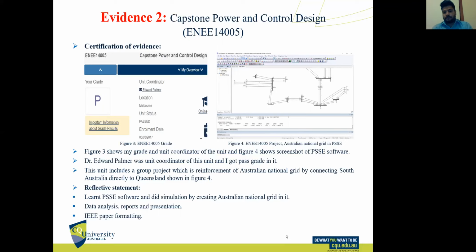Figure number four is a screenshot of the PSS software, which, as you can see, shows the Australian national grid. I learned PSS software in this unit, did simulation by creating a national grid in it, and did data analysis, reports, and presentations, everything. I've learned IEEE paper formatting as well.